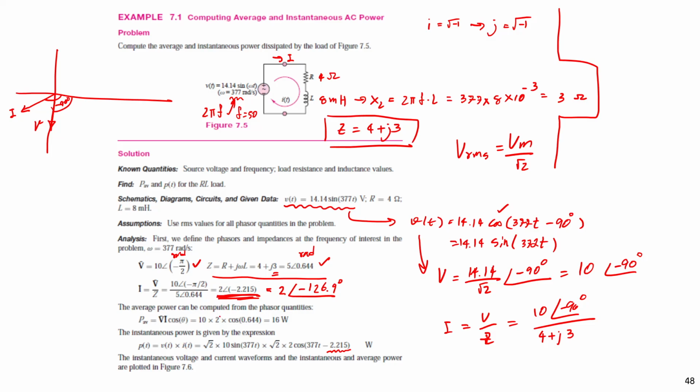And the power, if we calculate power, S will be V into I conjugate. We can just multiply the voltage here. It's 10 minus 90 degree into I, which will be 2 minus 126.9 with the conjugate, right? So with this value we can get P and Q, right? We can get S in terms of P and Q.